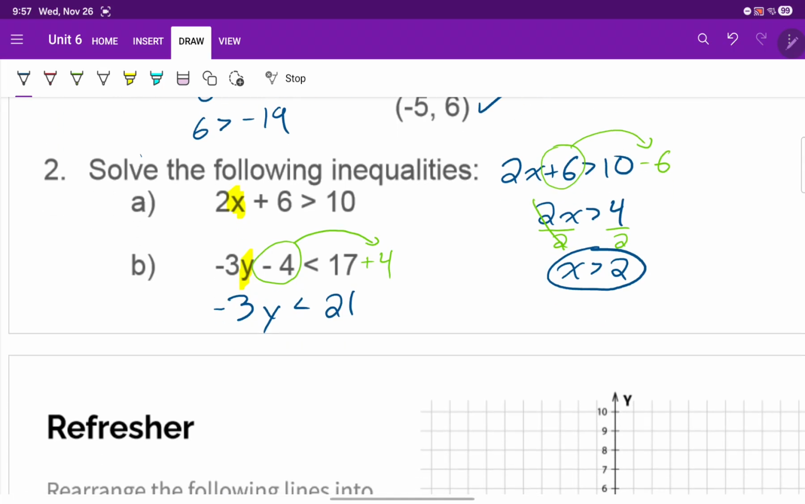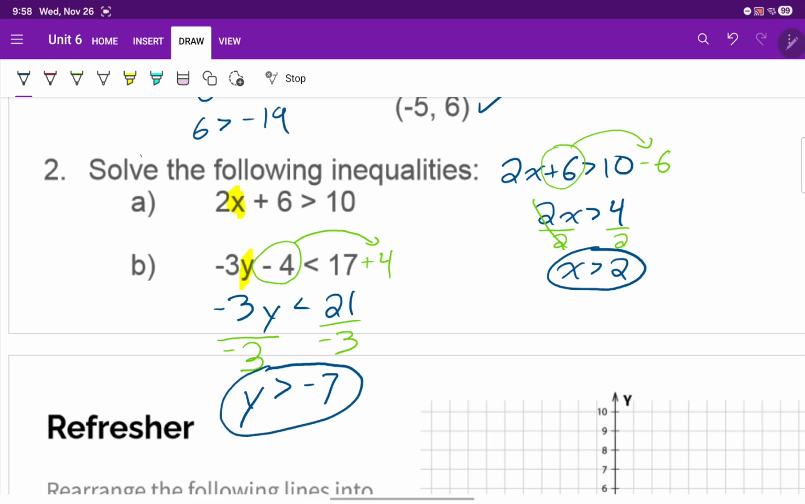Now, here's the big trick with these questions. When I need to divide by a negative, so in this case, I have negative 3 times y, I need to get rid of the negative 3. So I'm going to divide both sides by negative 3. When we divide by a negative, this is the only difference with solving an inequality versus solving an equation. When I divide by that negative, my sign will change direction. So I get y is not less than anymore. It's now greater than, and that's negative 7. And there's my solution there.